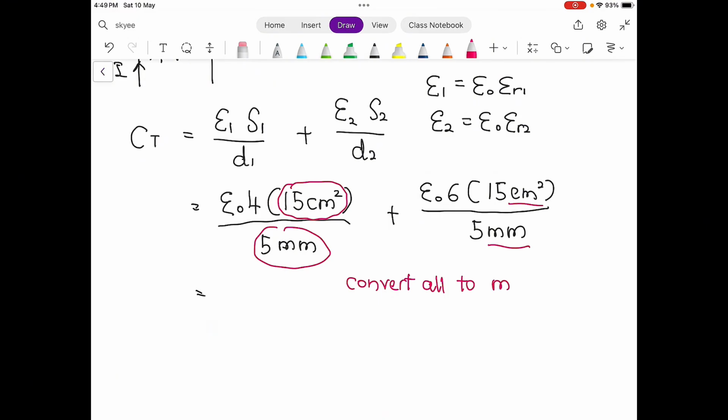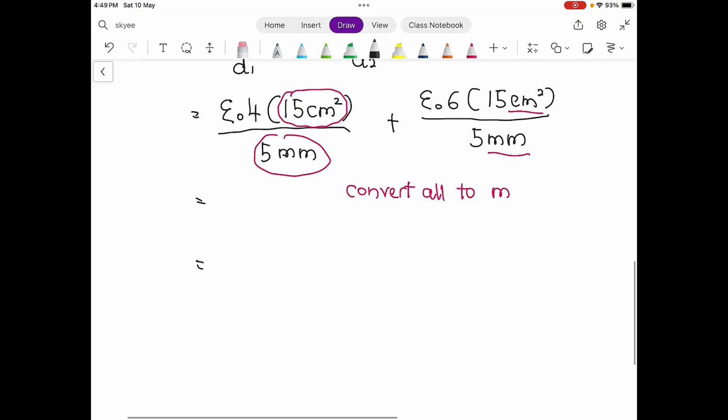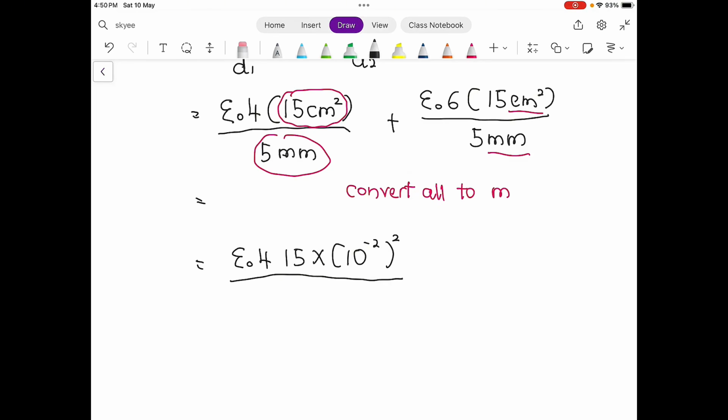Okay, convert all to meter. So to convert this 15 centimeter square, we will do like this. 15 will remain, times 10 power negative 2. This negative 2 stands for centi, and because you have a square here, you have to square this centimeter. And for the distance, this is 5 times 10 power negative 3.